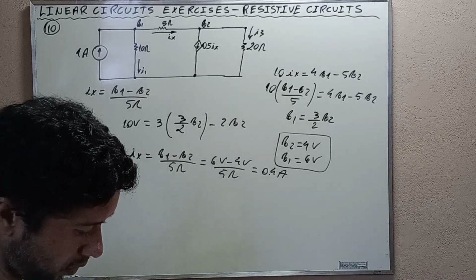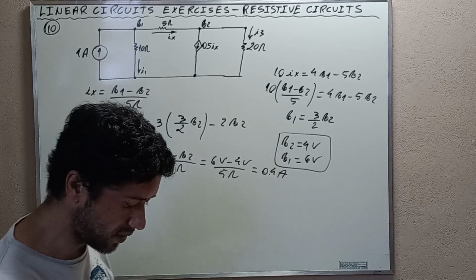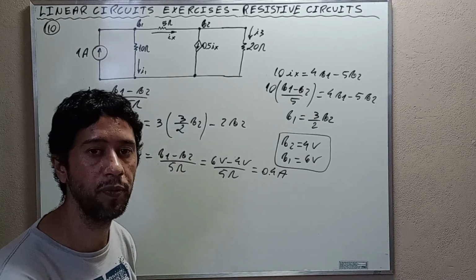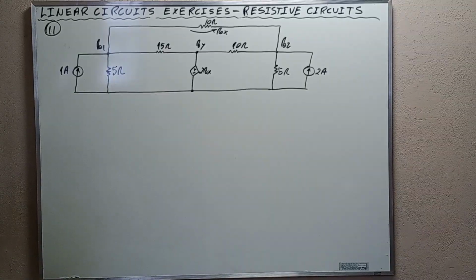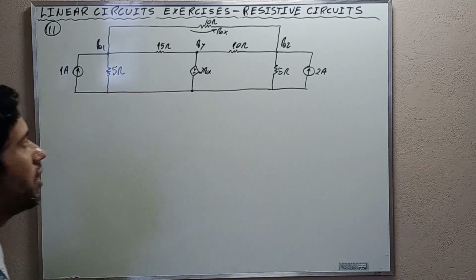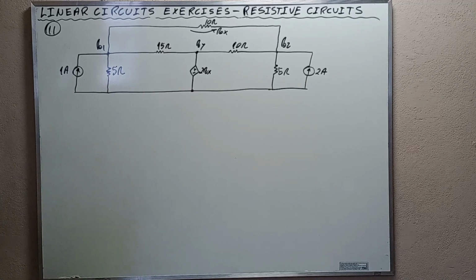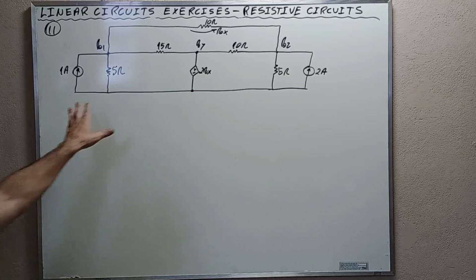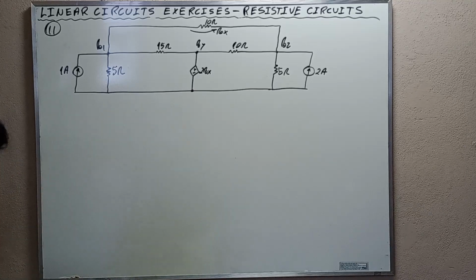And let's move on to the next exercise. Let's go to exercise 11. Exercise 11 looks a little bit harder than the others, but you're going to see it is not. Find the values of V1 and V2 in the following circuit. This is the circuit that we are going to work with, and we are going to need to calculate, as the exercise requested, the values of V1 and V2.